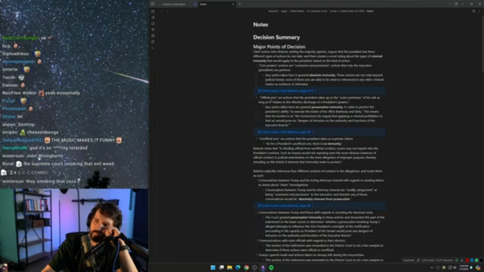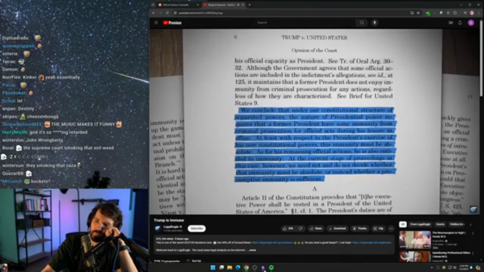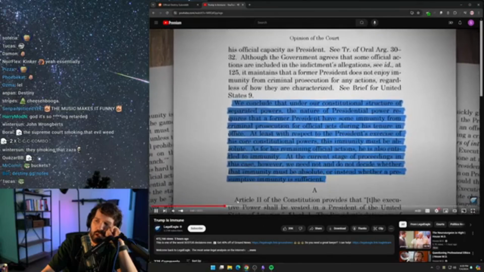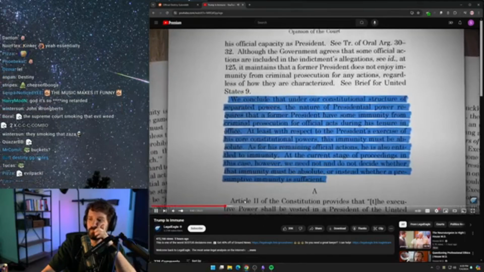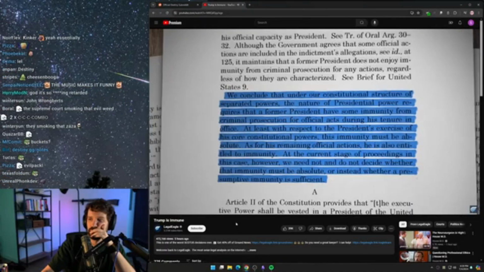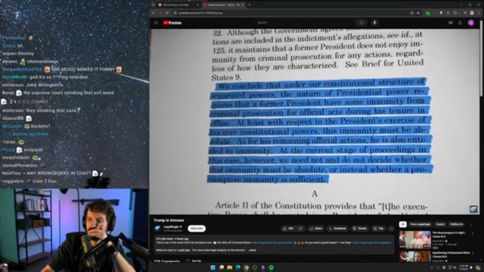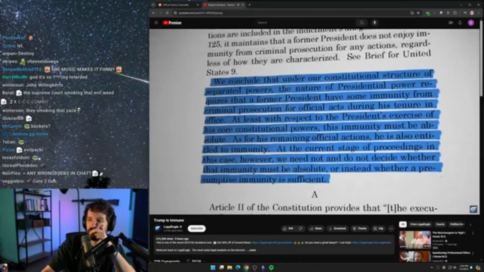And the court states, quote, "We conclude that under our constitutional structure of separated powers, the nature of presidential power requires that a former president have some immunity from criminal prosecution for official acts during his tenure in office. At least with respect to the president's exercise of his core constitutional powers, this immunity must be absolute. As for his remaining official acts, he is also entitled to immunity. At the current stage of proceedings in this case, however, we need not and do not decide whether that immunity must be absolute or instead whether a presumptive immunity is sufficient."